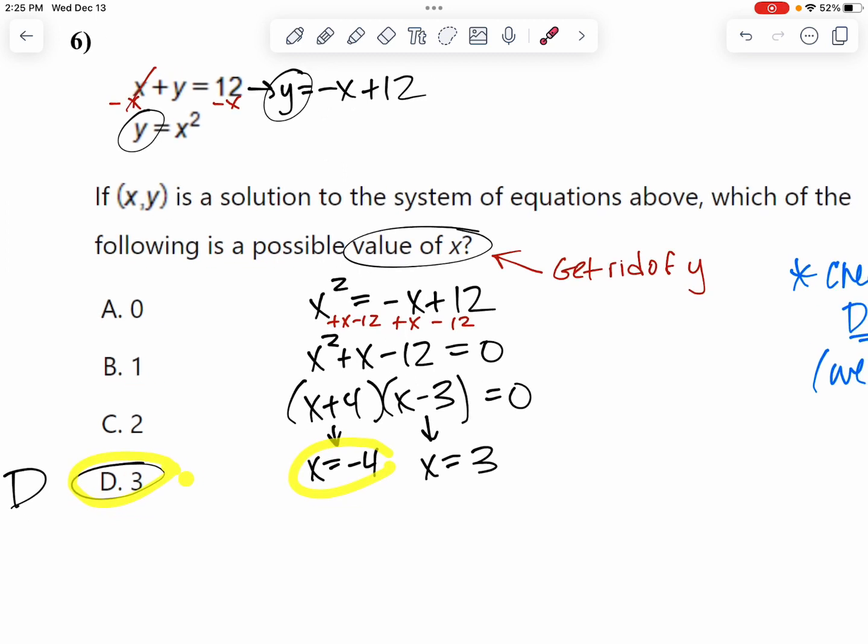Let me refresh your memory on how I did this. I have x squared, I have positive x, I have -12, and I canceled everything over here, which is why I have 0. Now you just need to factor this. What times what gives you -12 and adds up to +1? The answers there are +4 and -3, and when you set those equal to 0, yes, the signs switch, and your two answers for x are -4 and +3. The only choice there is letter D.